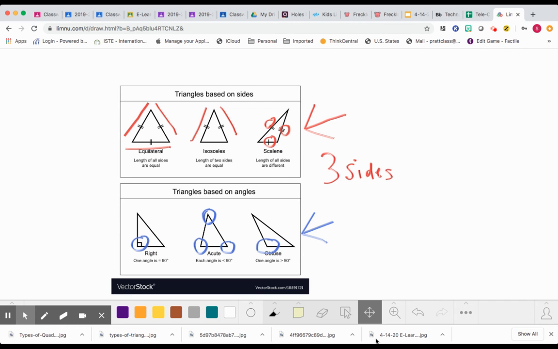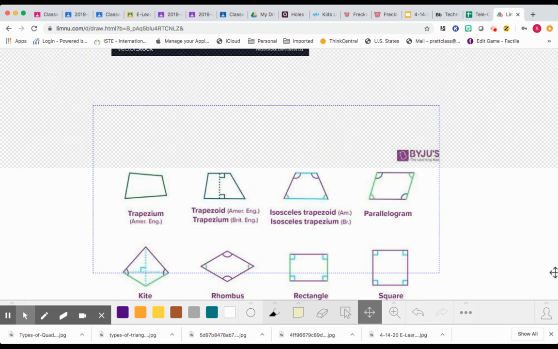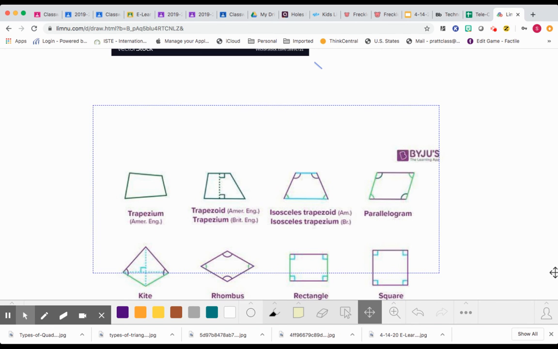Now we're going to move on to classifying quadrilaterals. We're going to start with our quadrilaterals. A quadrilateral has 4 sides. There are different types, as you can see, of the quadrilaterals. We're going to quickly go over them.